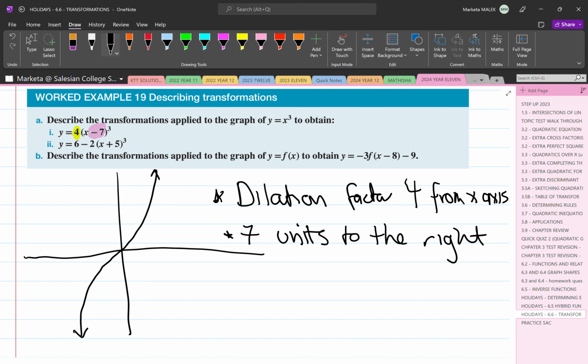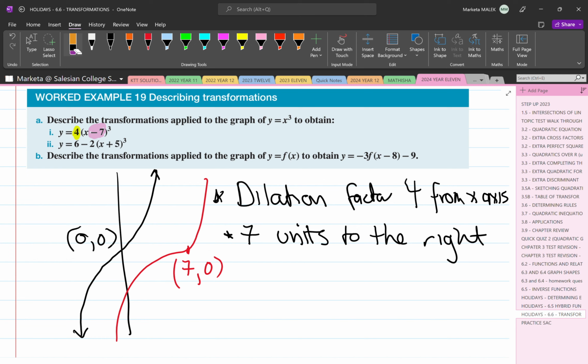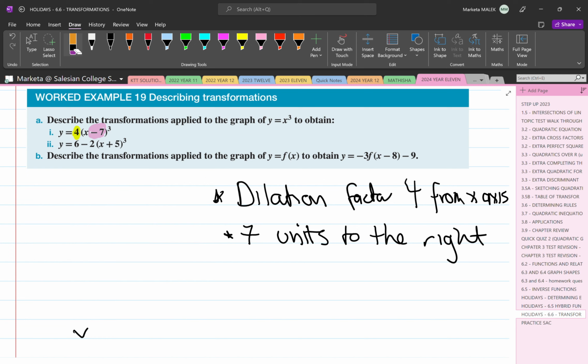If I had to draw this graph with the transformations, I could say it's dilated and it's moved 7 to the right. So it's going to be somewhere over here, and this will be at (7, 0) rather than (0, 0). So that would be our new graph. We're not asked to draw it, but I did just to show how that might work. I'm going to rub that out now so I can use the space. So that's the first one.